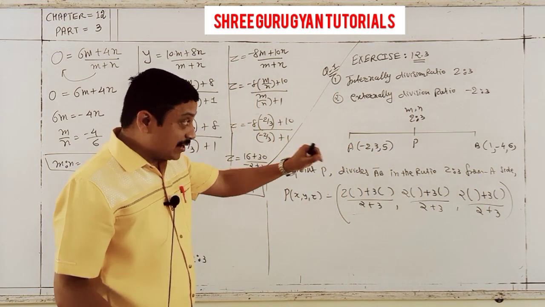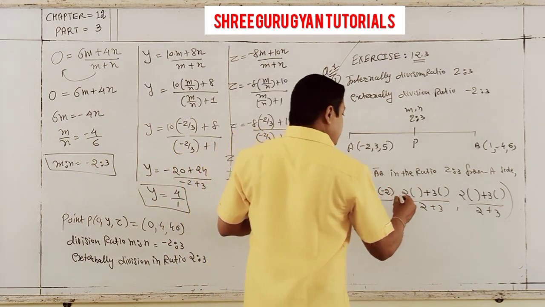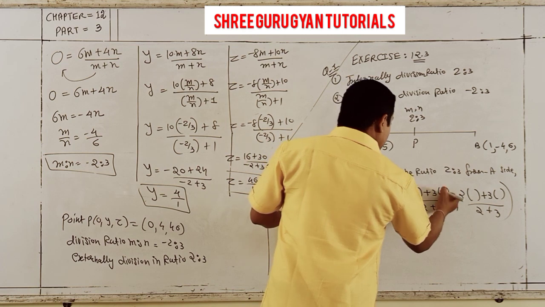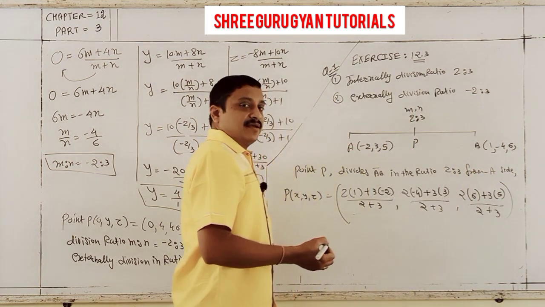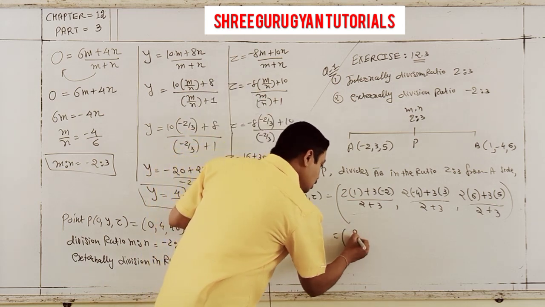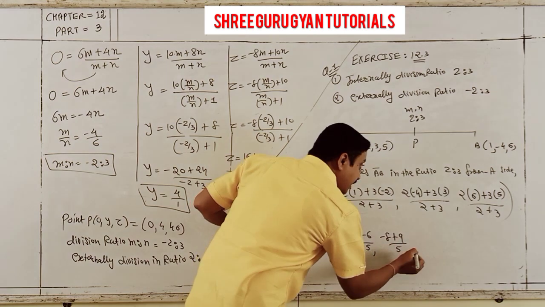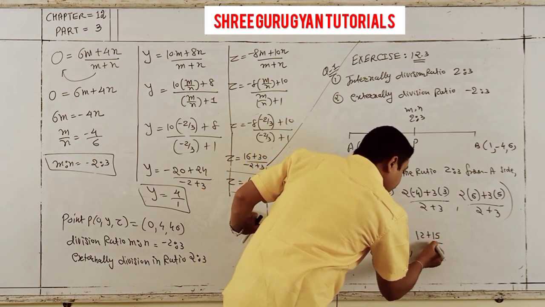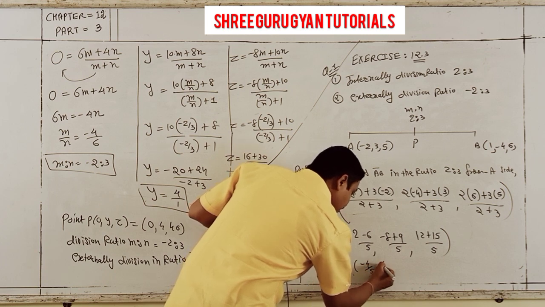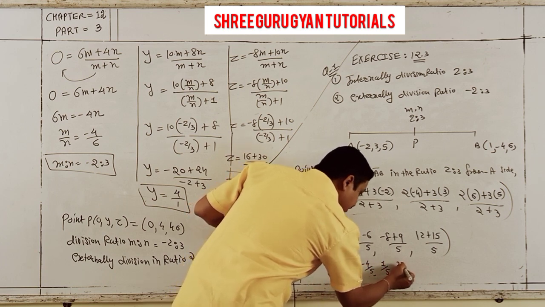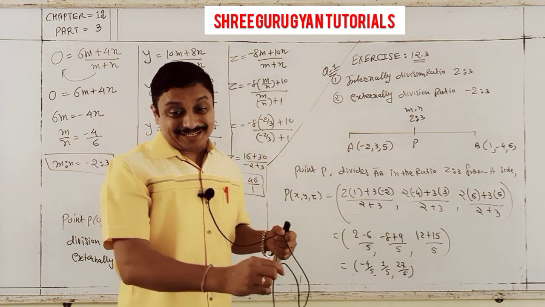So my backside value is here 1, minus 2, same minus 4, 3 and 6 to 5. Just calculate, students: here 2 minus 6, same minus 8 plus 9 and similarly 12, 15. So my answer is minus 4 by 5, next 1 by 5 and 27 by 5. That's your first answer. Now I go to external division.